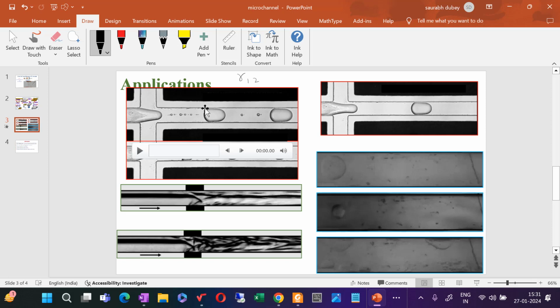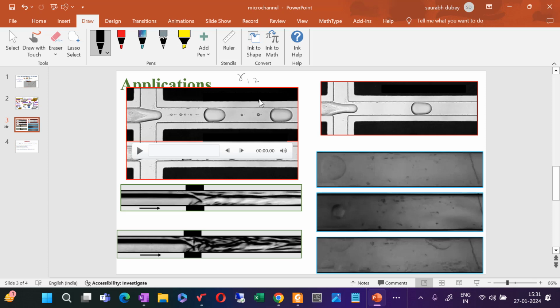Can you see, this is not completely circular. This is oval, having more lateral dimension than the transverse dimension. So this is called slug. If this is much bigger, like a capsule, then that will be a plug.